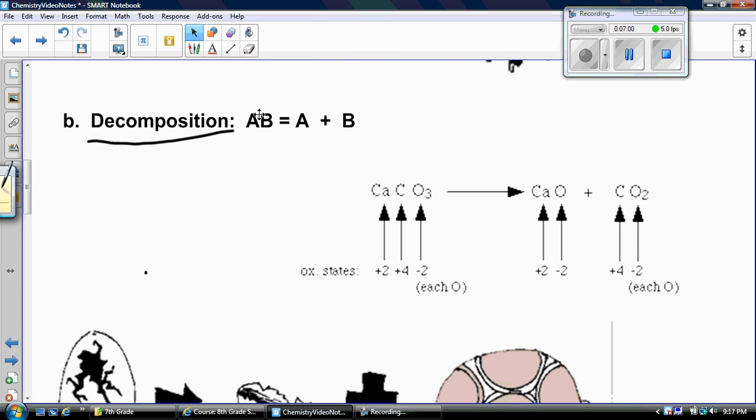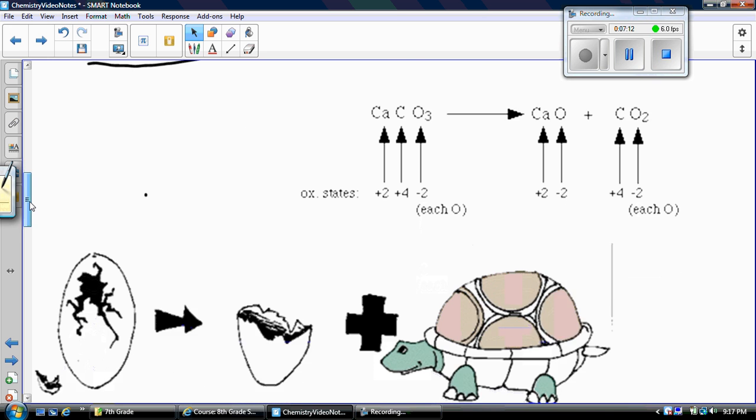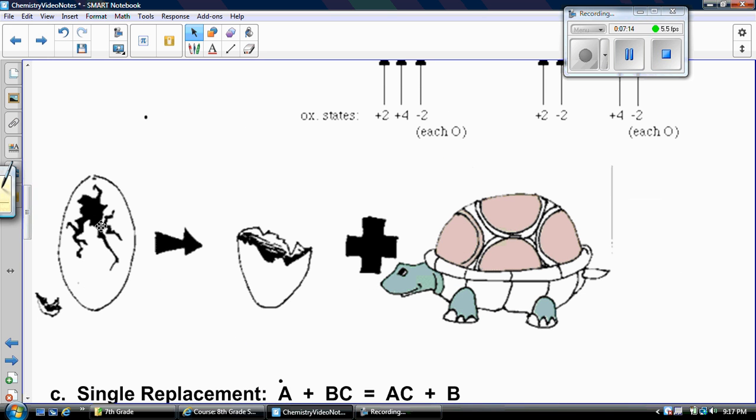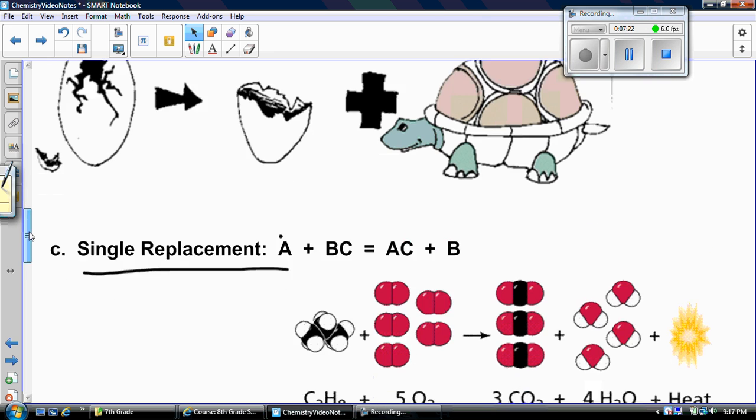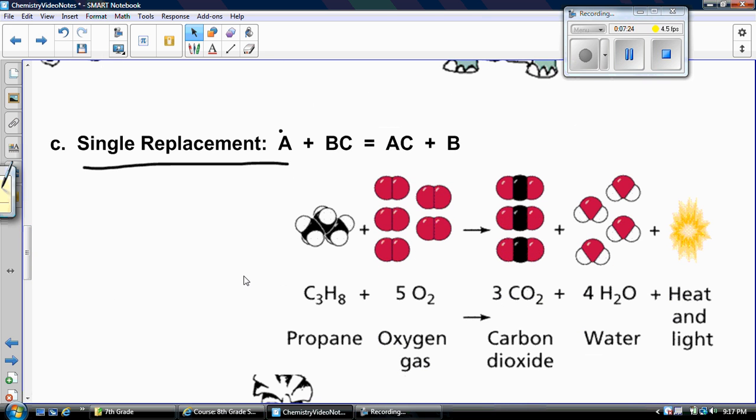Decomposition. You start off with a compound as the reactants, and they get broken down into their elements, A plus B. So this is an example of a compound getting broken down into its parts. The fun example picture that we get is an egg. If we break the egg down into its parts, we are left with a shell and a turtle that came out of the egg.